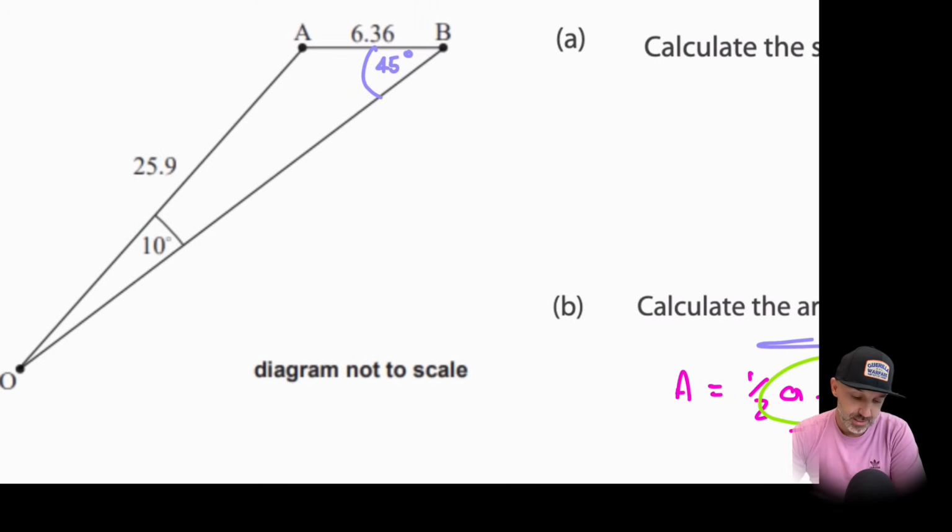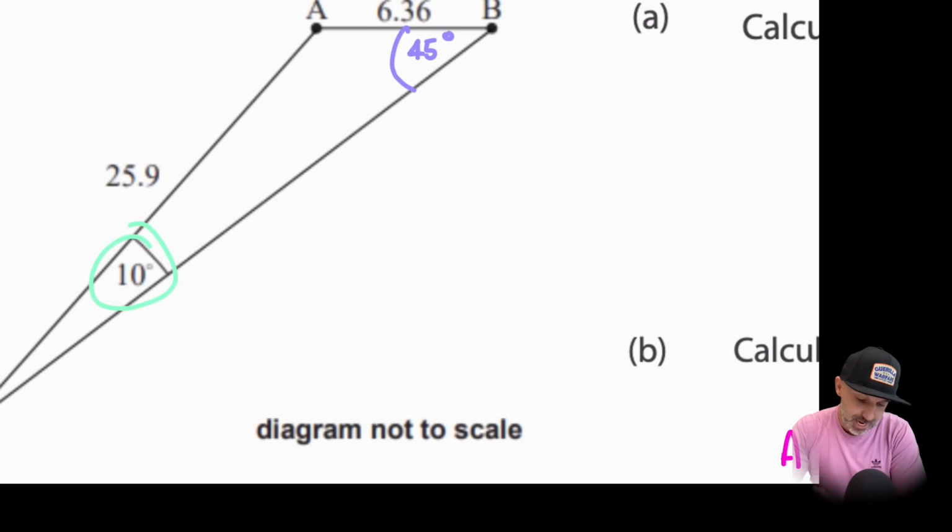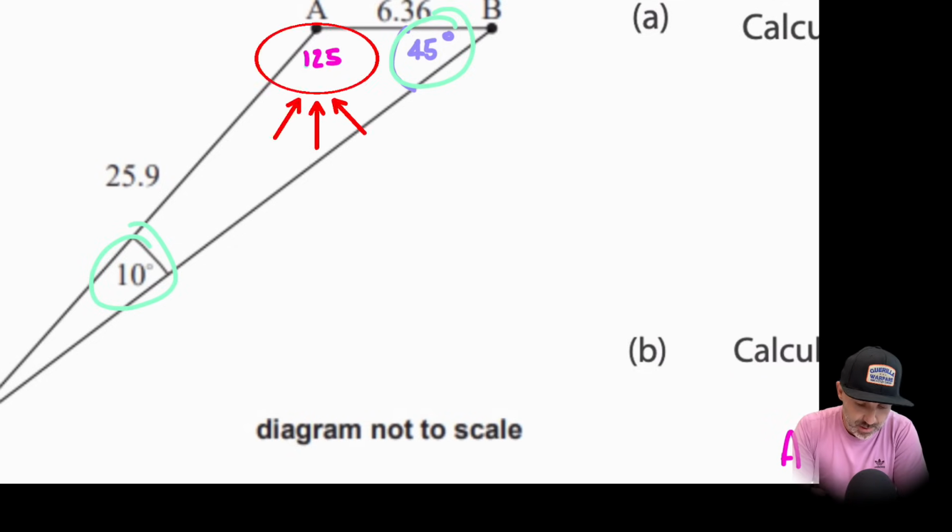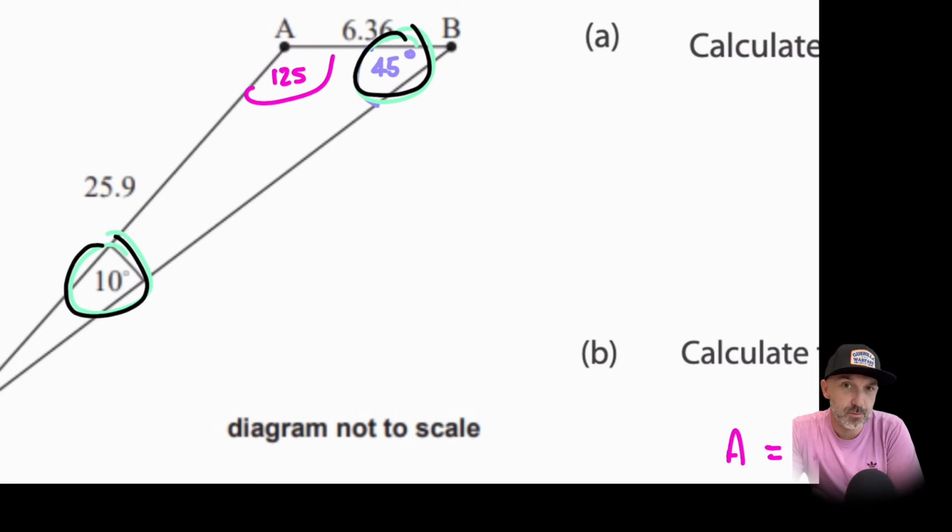So in this case, I have a mixture of things. I have A, B, and O, and then different angles. The first thing you should notice is that if this is 10 and this is 45, then those sum up to 55. So this last angle would be 125, because remember, all angles in a triangle must add up to 180. So 125 plus 55 makes 180.